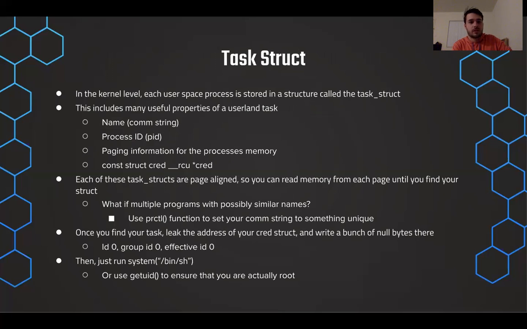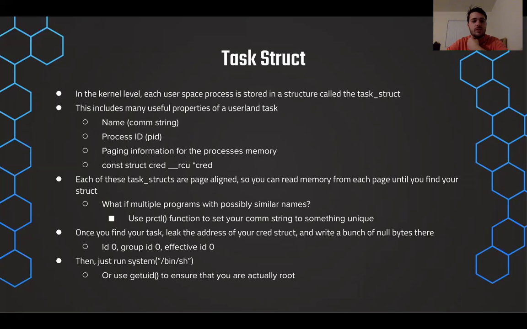This includes a lot of properties for whatever userland task. There's a comm string, which is just the name of your running process. It has your process ID. It has paging information through this memory management struct. And then it also has this __rcu cred struct, which is amazing. Basically, this is a pointer to a bunch of ints, like what is your UID, what is your effective UID, what's your group ID. So these are definitely nice things that you might want to play with here. They're all page aligned too, which is very nice.